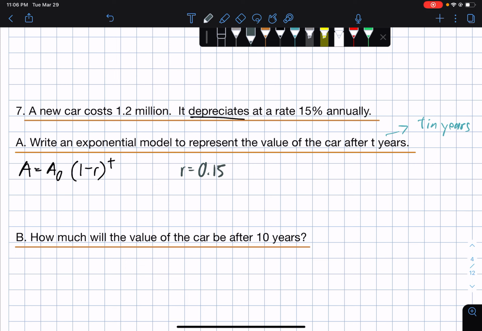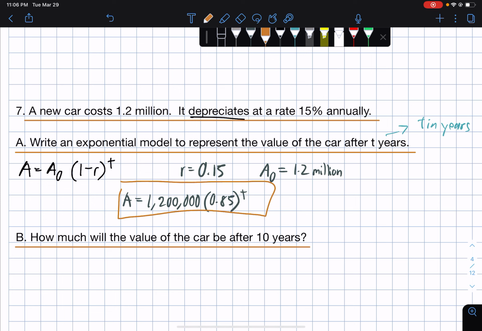So write an exponential model. We're not given anything else apart from r and the initial value, which is 1.2 million. No currency specifically whatsoever. So we have A, which is equal to 1,200,000 times the quantity 1 minus 0.15, which is 0.85, then raised to t. This is our exponential model.